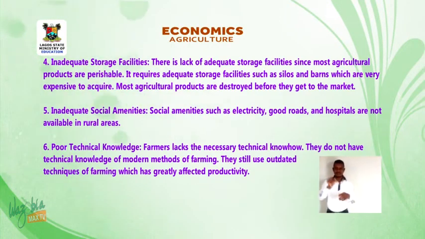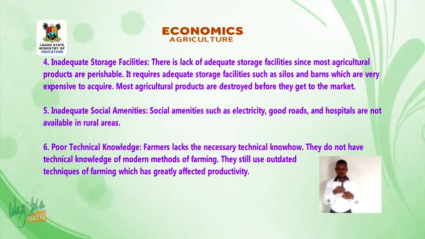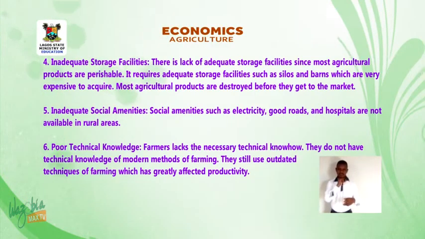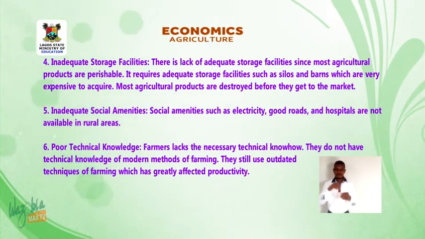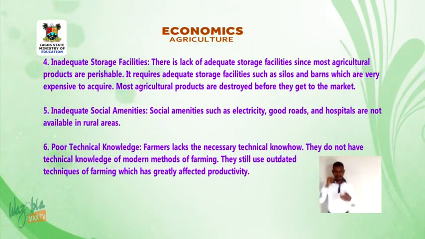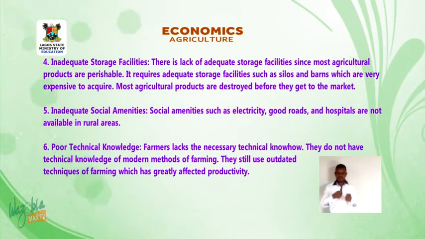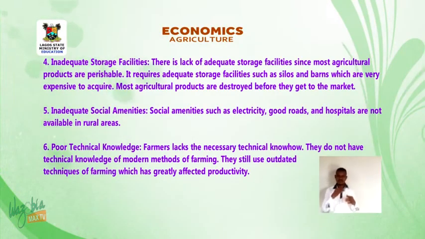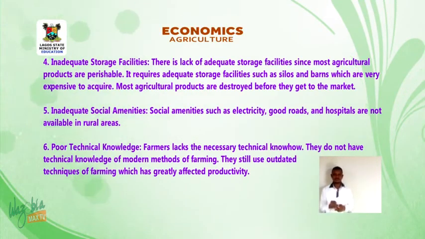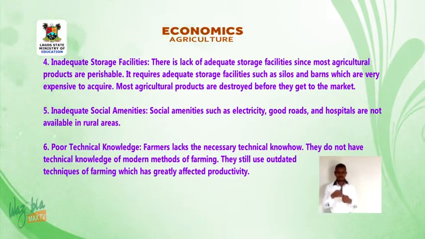Number five, inadequate social amenities. Social amenities such as electricity, good roads, and hospitals are not available in rural areas. Number six, poor technical knowledge. Farmers lack the necessary technical know-how. They do not have technical knowledge of modern methods of farming. They still use outdated techniques of farming, which has greatly affected productivity.